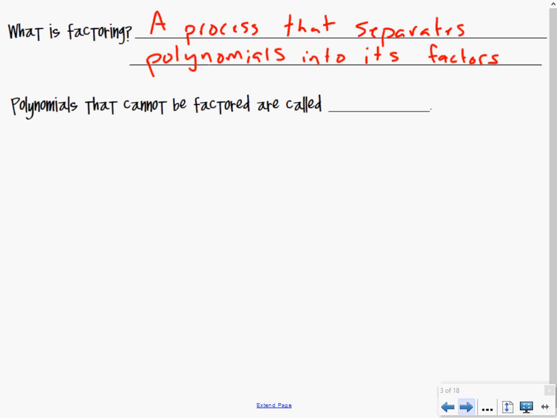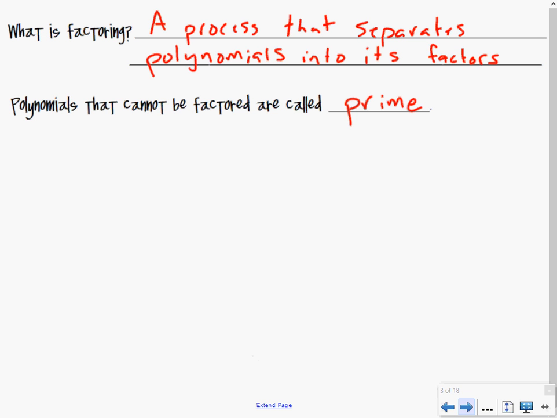When we have polynomials that can't be factored, because not all of them are factorable, then those polynomials are prime. But a lot of the time, if we have one that can't be factored, we'll just say, hey, this polynomial can't be factored, and that's it.